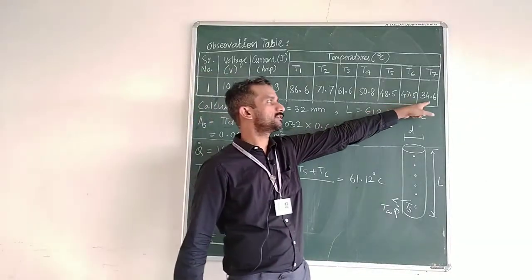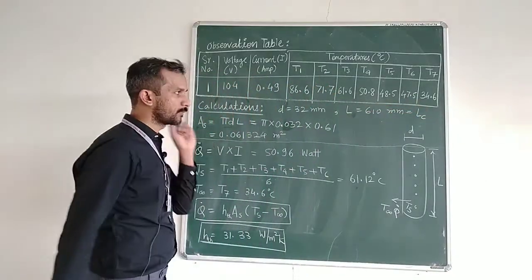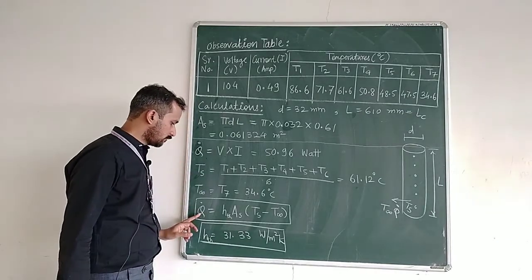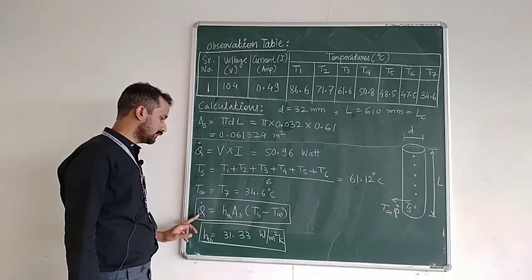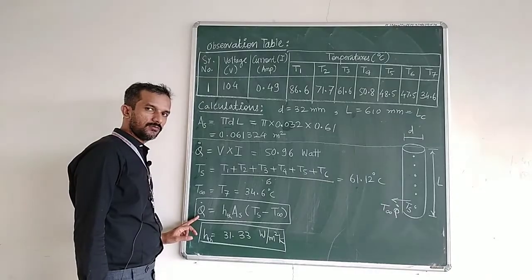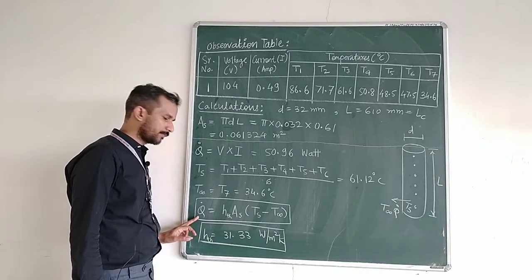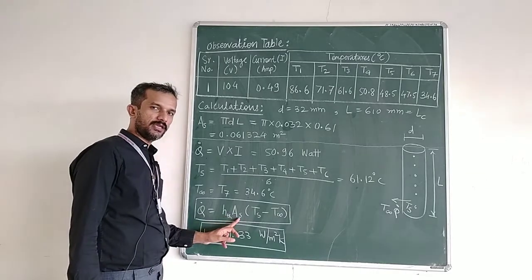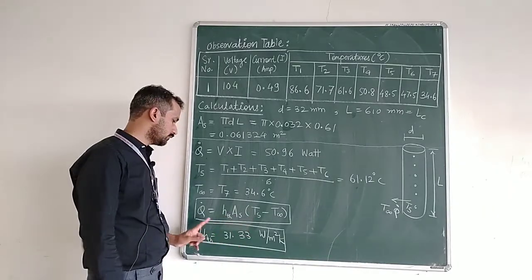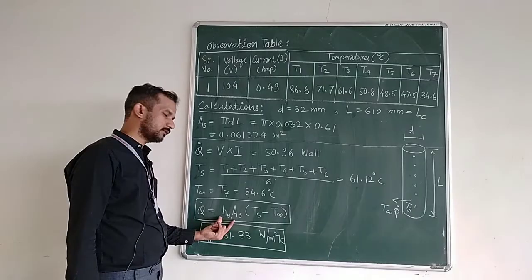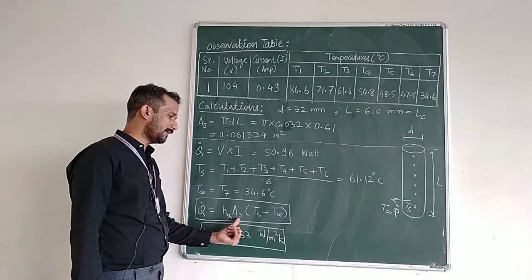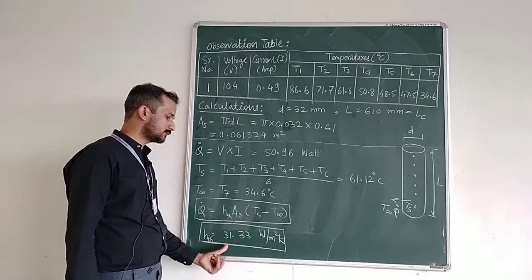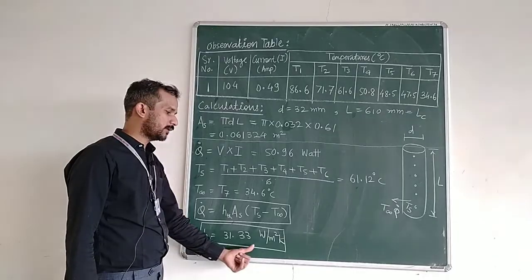Here is the 34.6. We have recorded these readings. Now to find out the heat transfer coefficient, we can use the simple convection formula, that is Newton's law of cooling, which gives us the rate of heat transfer as H into surface area into delta T. So we know every value except H theoretical. So put all values and you will get H theoretical as 31.33 watt per meter square Kelvin.